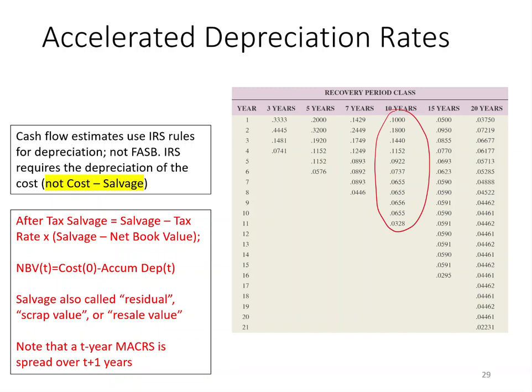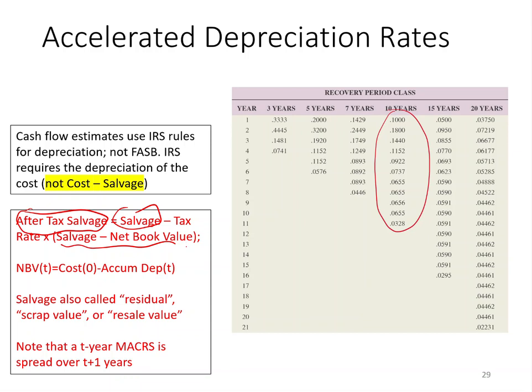Also, remember from the last example with the condo, the after-tax salvage: anytime you sell a piece of CapEx in the future, you're going to get whatever that value is minus the tax rate times the difference between the salvage value, or that resale value, and the net book value.